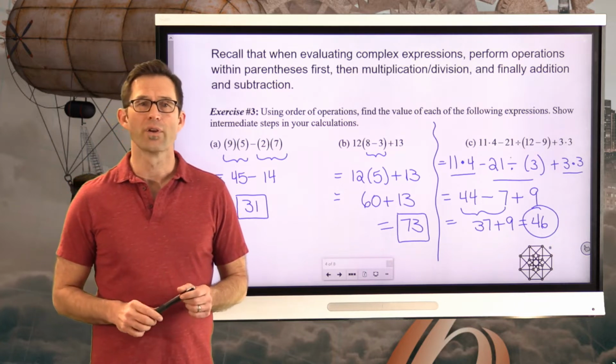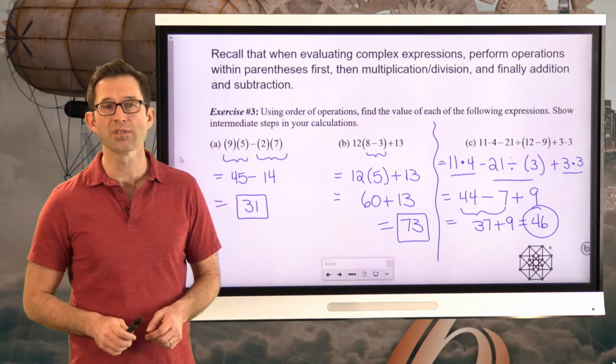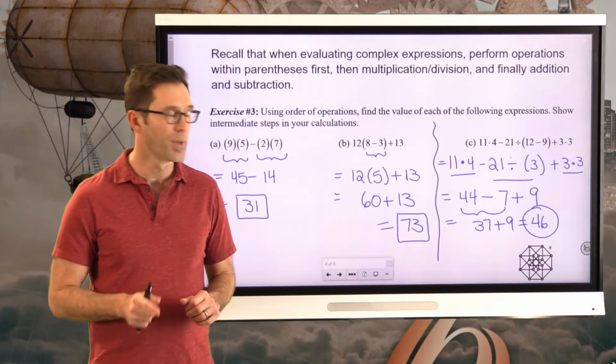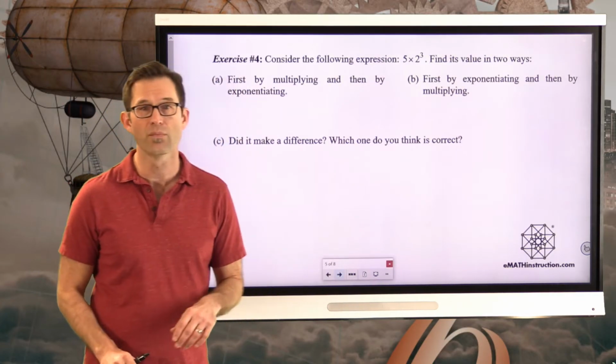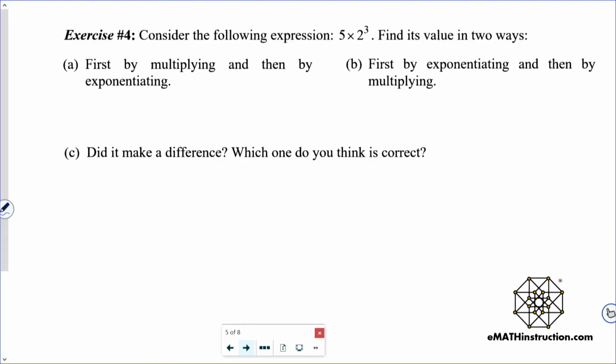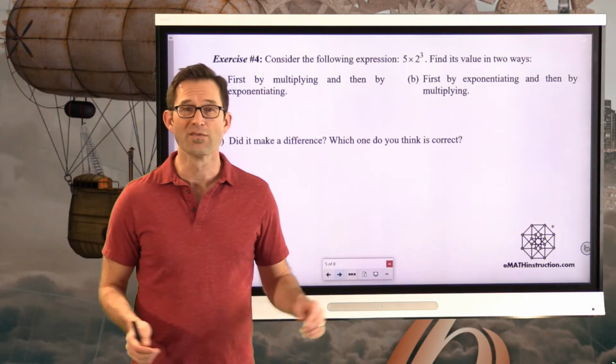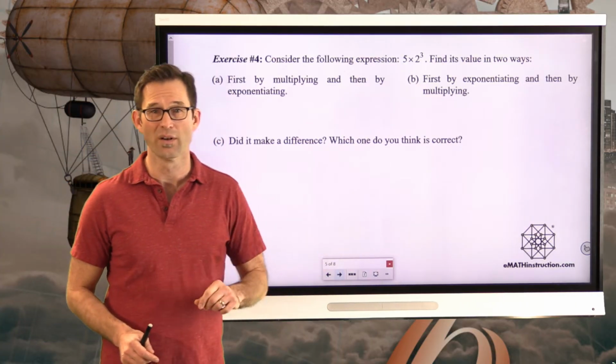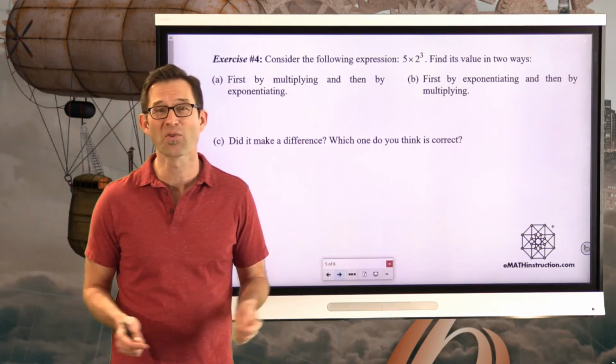We have one last thing, though, to figure out, which is where do exponents fit into this greater order? Let's try to address that in the next problem. So, exercise number 4. Consider the following expression, 5 times 2 raised to the third. Find its value in 2 ways. Letter A, first by multiplying and then by exponentiating. Letter B, first by exponentiating and then by multiplying. Letter C will ask us, did it make a difference? Which one do you think is correct? Of course, if it didn't make a difference, why in the world would I be asking which one do you think is correct? Because then they'd both be correct if they were the same.